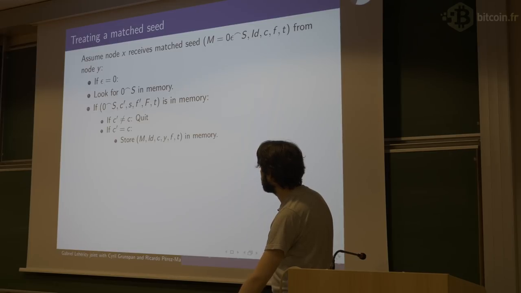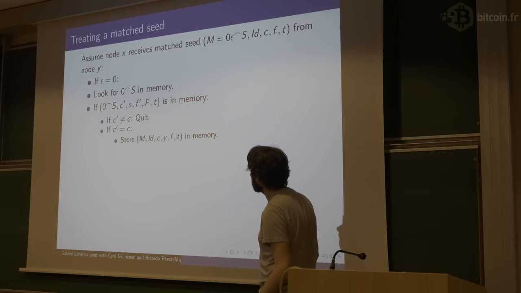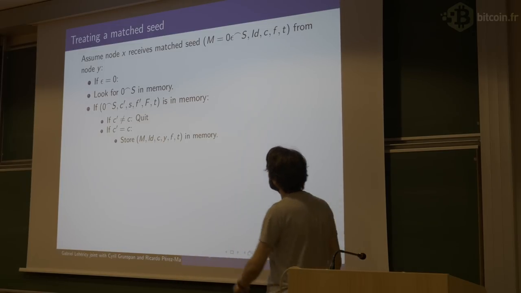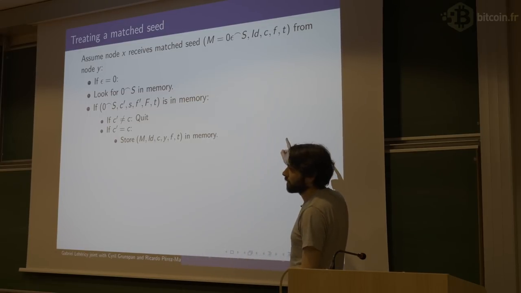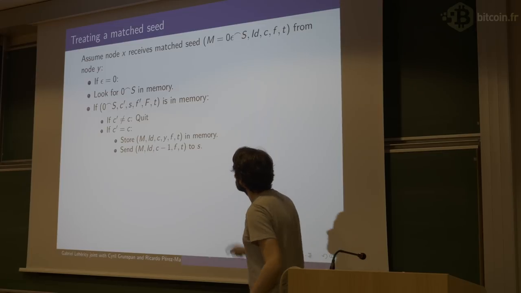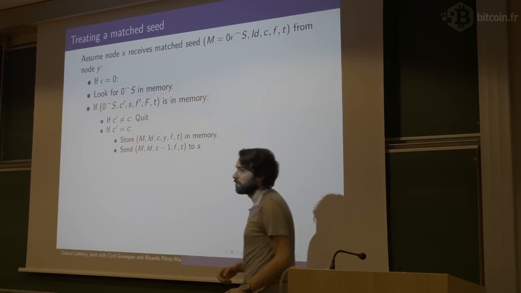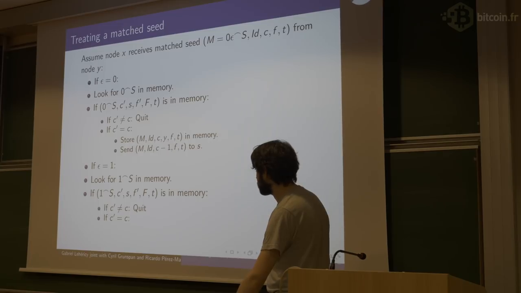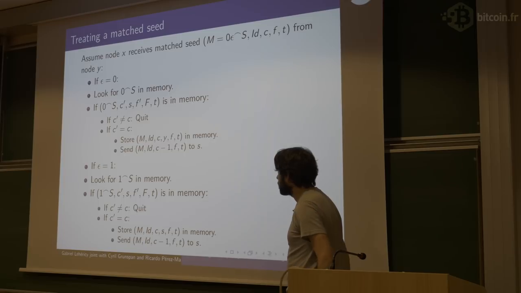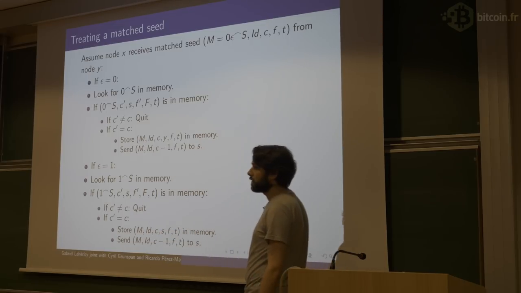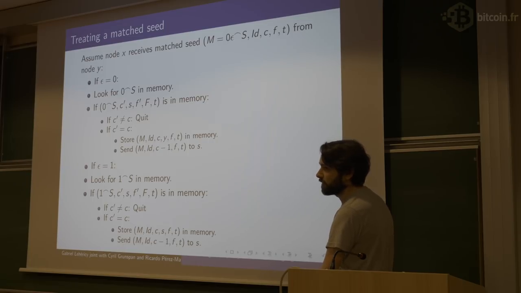Now, if the counters match, then it stores the match seed with the target. So this is the next node in the path. And it stores Y because the seed was received from Y, which means that Y is the next node in the path. And then it sends to S. So S was the node which sent the pheromone seed. Now, if epsilon equals 1, it's the same, but instead of searching for the pheromone from Alice, it searches for the pheromone from Bob. And this time, the target is S. So the target is the node that sent the pheromone seed.